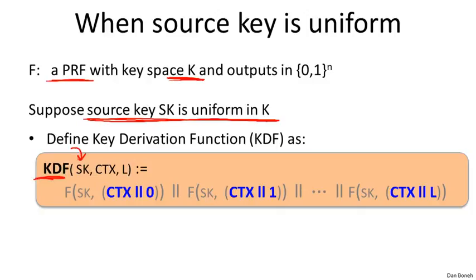It would take as input the source key. It would take as input a parameter called context, which I'm going to describe in just a minute, and then it's going to take a length input as well. And then what it will do is basically evaluate the PRF on 0. Then it will evaluate the PRF on 1. Then it will evaluate the PRF on 2, up until L. And we'll talk about what this context is in just a second.